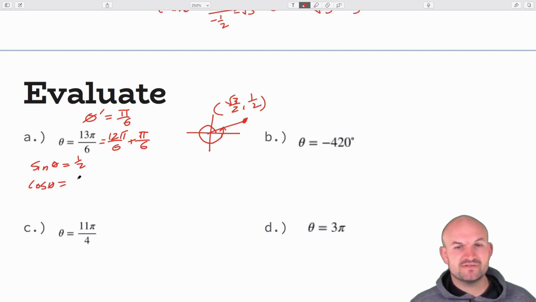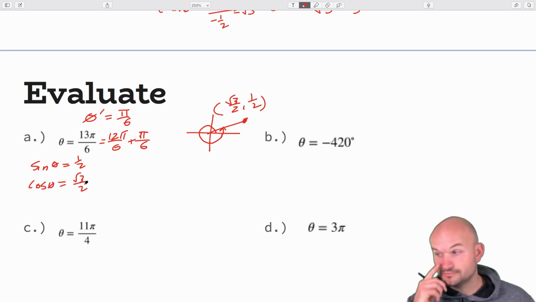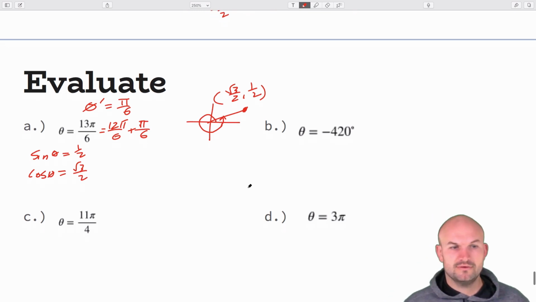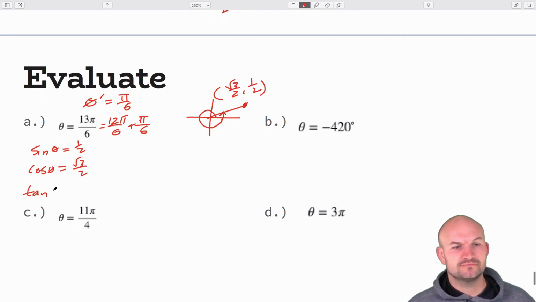Cosine of 13 pi over 6 is square root of 3 over 2. And the tangent of theta is going to be y over x. So that's going to be 1/2 over square root of 3 over 2, which when you simplify will give you square root of 3 over 3.